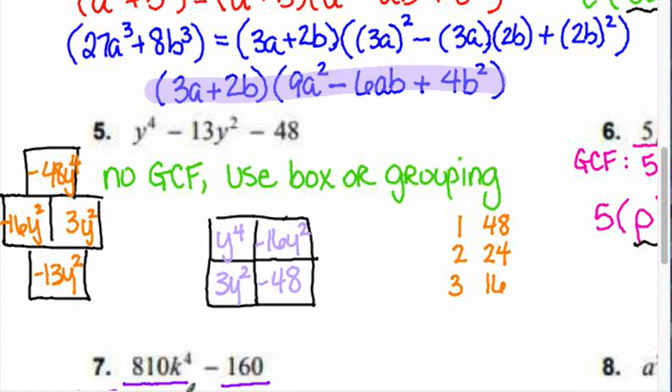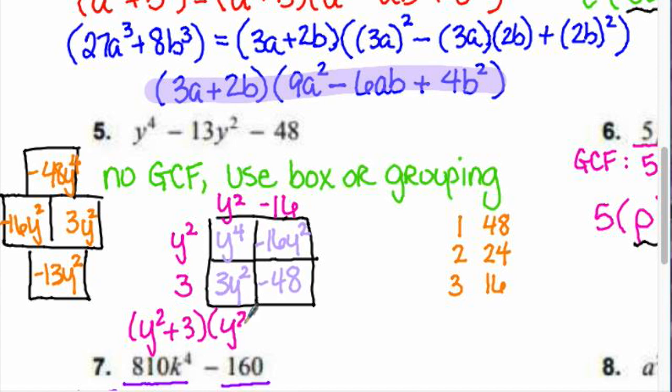And now across each row and each column, I need to determine the GCF of that one. So across here, they have a y squared in common. Across here, it looks like they have a 3 in common. Going this way, they have a y squared in common. And going this way, they have a negative 16 in common. So what I end up with is y squared plus 3 and y squared minus 16.